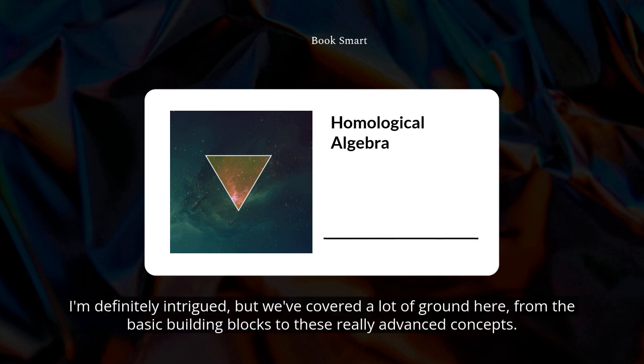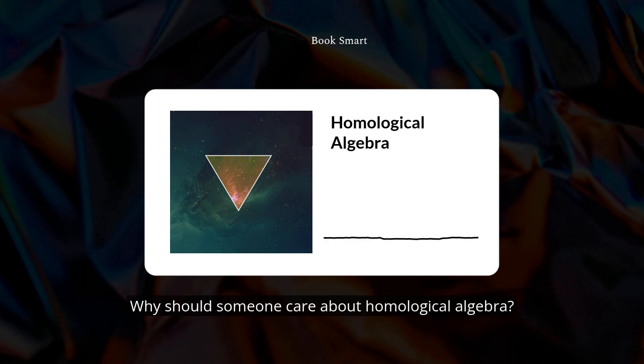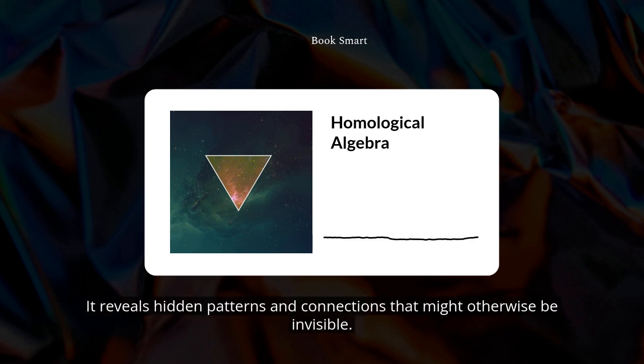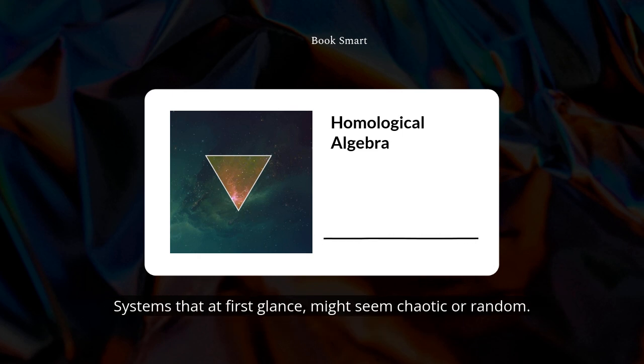I'm definitely intrigued. But we've covered a lot of ground here, from the basic building blocks to these really advanced concepts. So I have to ask, what does it all mean? Why should someone care about homological algebra? What's the big takeaway here? Because it gives you a new way of seeing the world. It reveals hidden patterns and connections that might otherwise be invisible. It's like having a special pair of glasses that let you see the underlying structure of complex systems, systems that, at first glance, might seem chaotic or random.